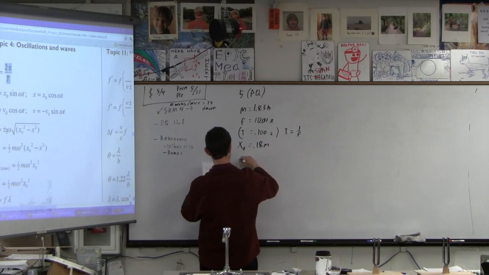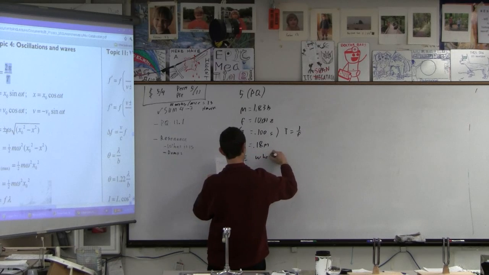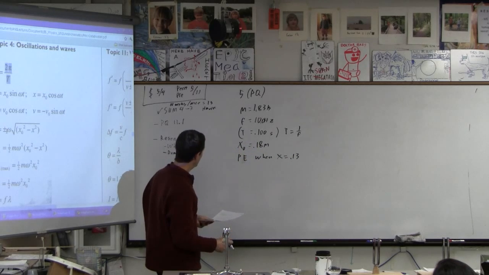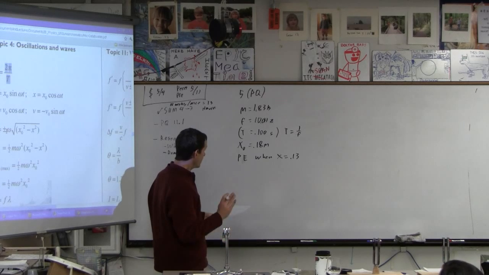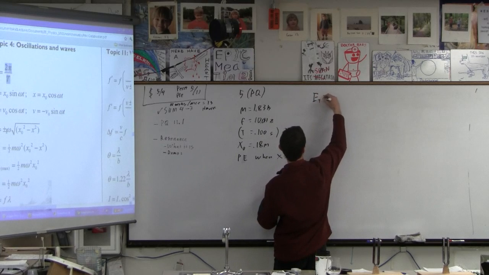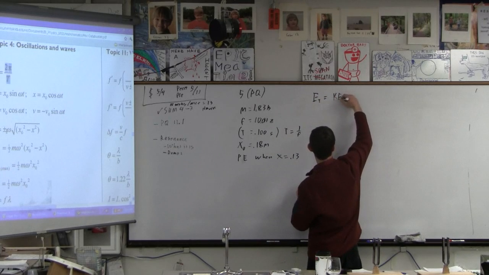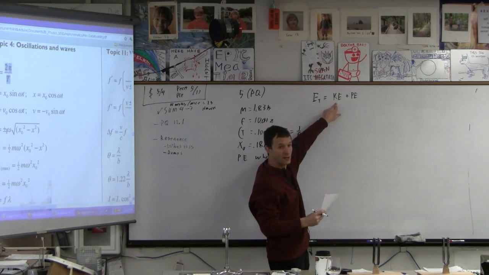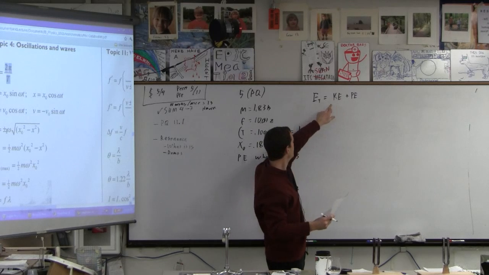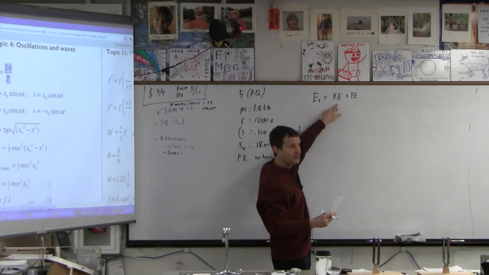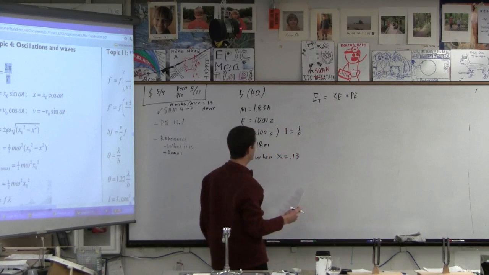And the question is, what is the potential energy when x equals 0.13? What I'm going to do for this is I know that the total energy is equal to the kinetic energy plus the potential energy. Don't we have a formula for total energy, and one for kinetic energy? So the potential energy will be the difference between the total energy and the kinetic, correct? So I can just calculate it that way.